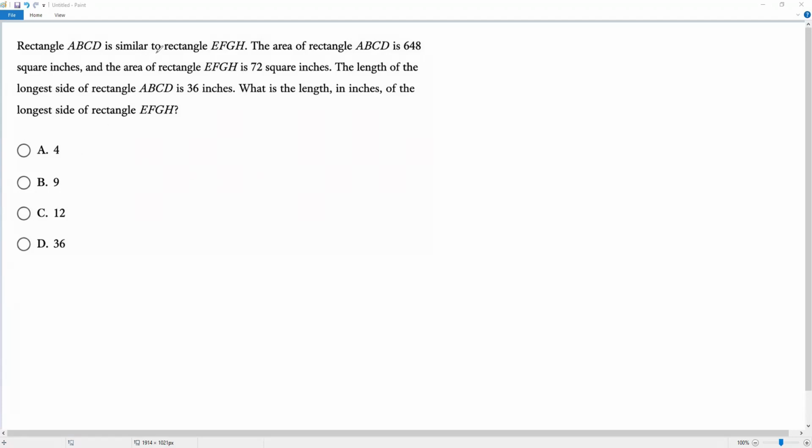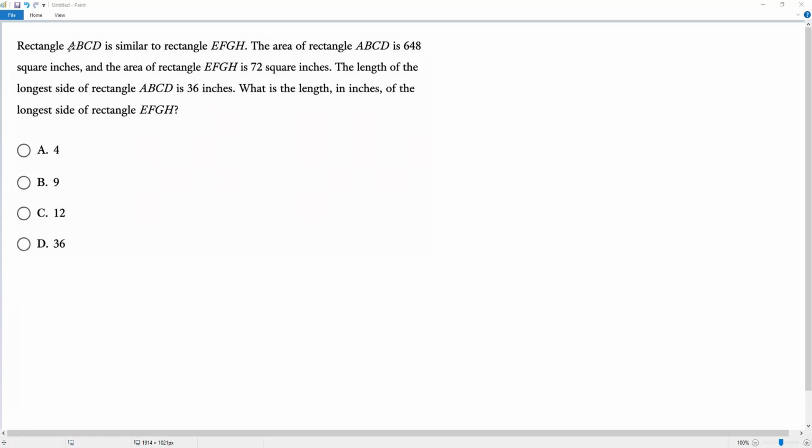Rectangle ABCD is similar to rectangle EFGH. The area of rectangle ABCD is 648 square inches and the area of rectangle EFGH is 72 square inches. The length of the longest side of rectangle ABCD is 36 inches. What is the length in inches of the longest side of rectangle EFGH?